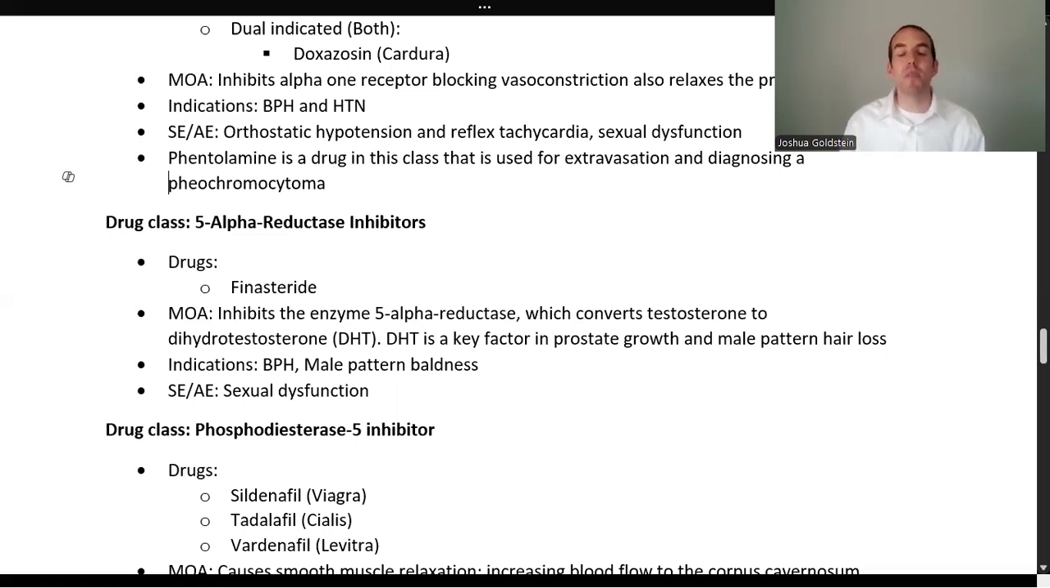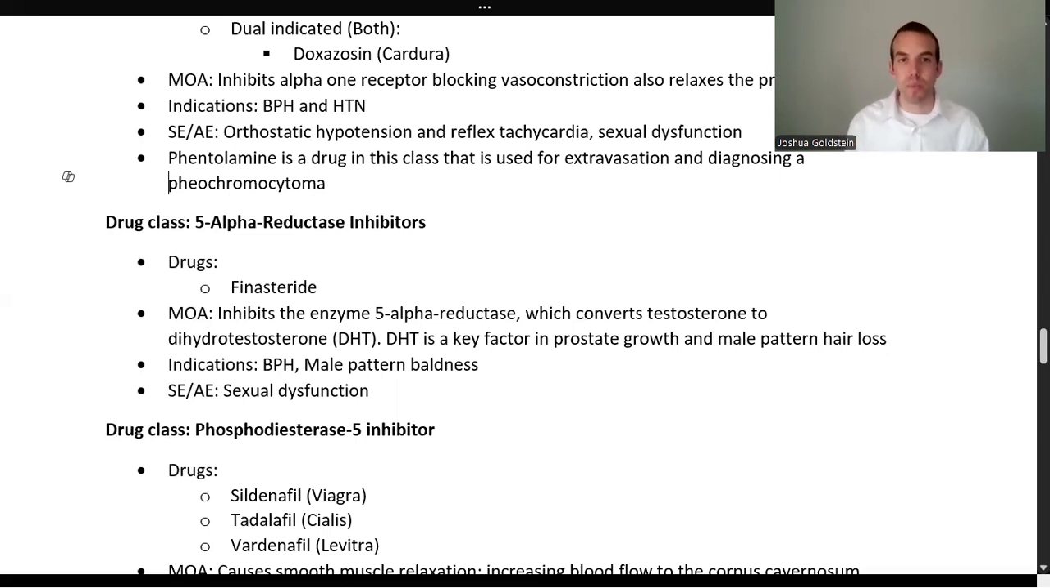Next drug class we have are the 5-alpha reductase inhibitors. Now, it's interesting because I've seen some guidelines that say this is the first go-to drug for BPH, and I've seen some that say the one we just finished, the tamsulosin, is the first go-to drug. Again, I'm staying out of it. I'm just going to say they're both first-line drugs because they are. Just depends who you ask.